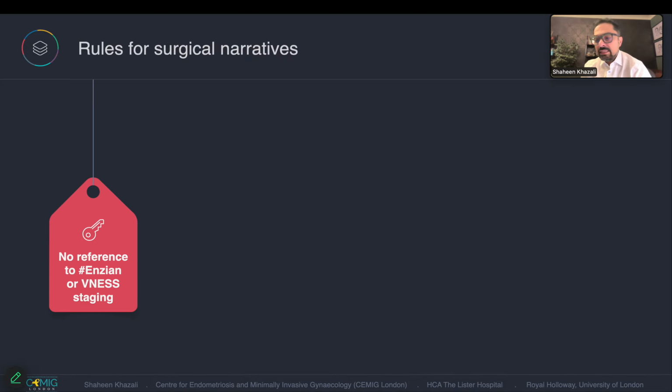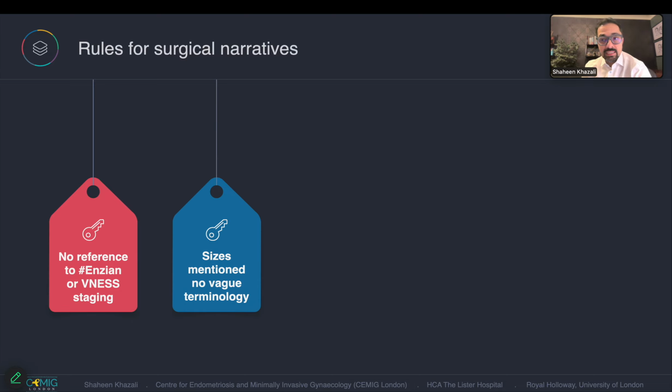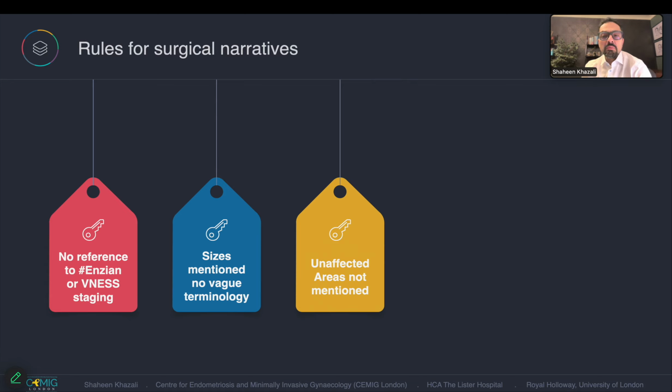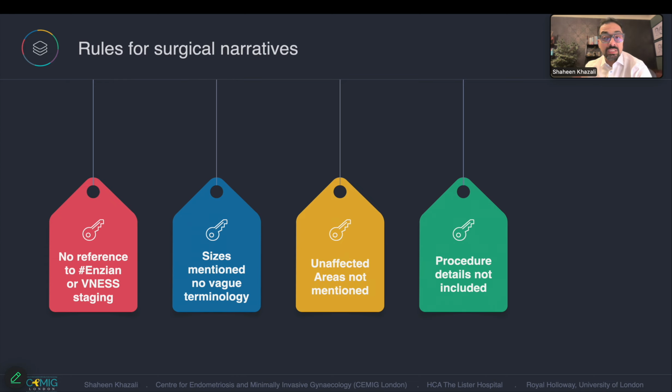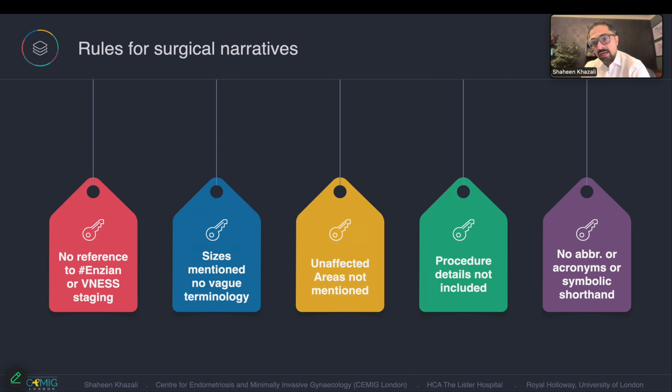What were the rules? In the narratives, we didn't make any reference to #NZN or VNESS, either staging or the names. Like we didn't say the B of #NZN was 2. So we didn't cheat, basically. We did mention the sizes. We didn't mention things like large or small, so we were specific about the sizes. If some area was not affected, we didn't mention it. Sometimes we did, but it was a rule that we didn't have to go through each compartment one by one, because that would have been unnatural. And we didn't need to talk about what the procedure was and what we actually did with the disease that we found. And we didn't use abbreviations or acronyms or symbolic shorthands.